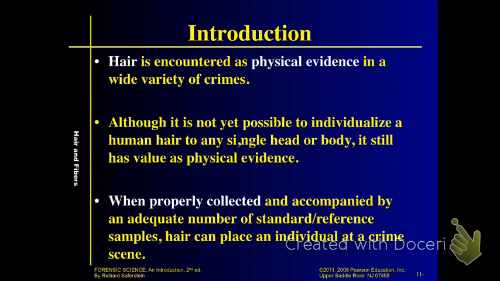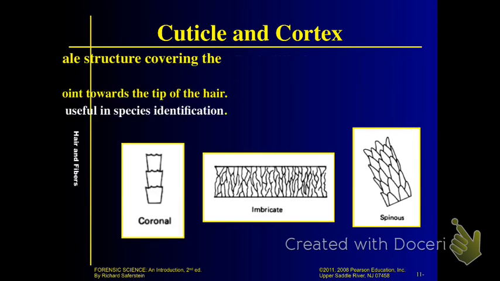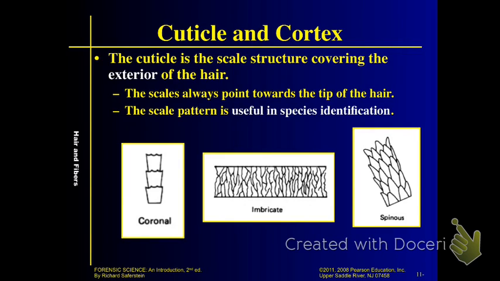When it's properly collected, and accompanied by enough standard reference samples, hair can place an individual at a crime scene. These are the different cuticle scaling patterns, and they look different based on species. It's useful to determine where the hair came from species-wise.